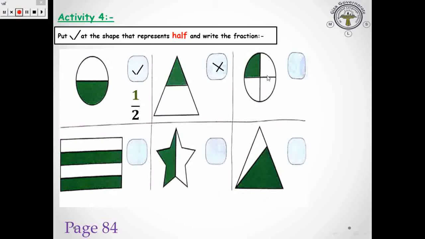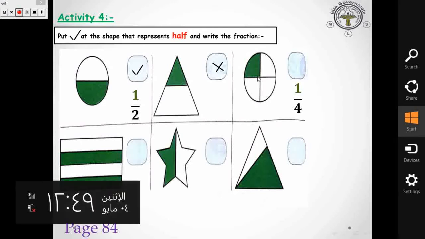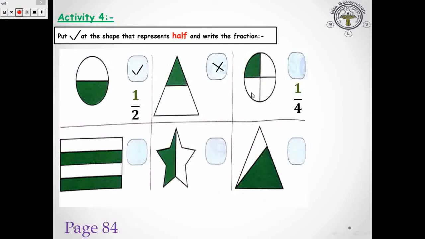Next shape. This shape divided into 4 equal parts. How many shaded part? 1. Right, 1 and up. How many total parts? 1, 2, 3, 4. Right, 4 and down. So 1 over 4. We need the shape that represents half. This shape represents quarter. Sorry.